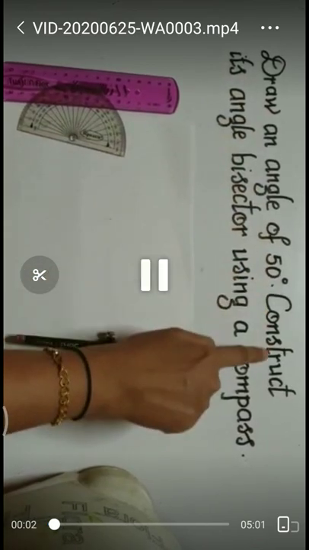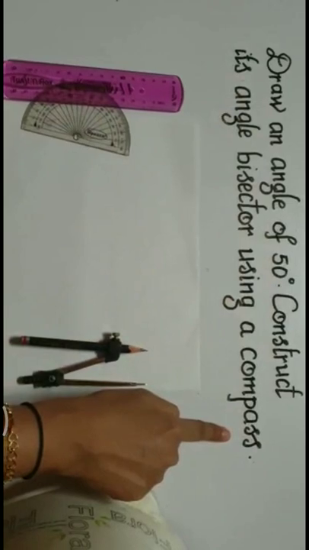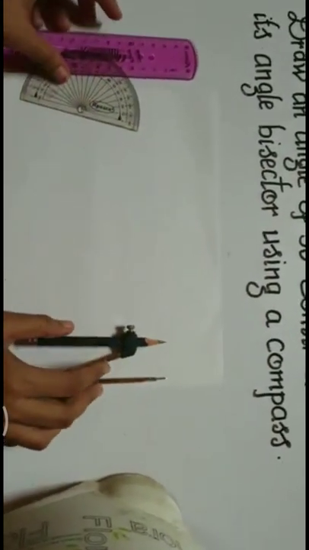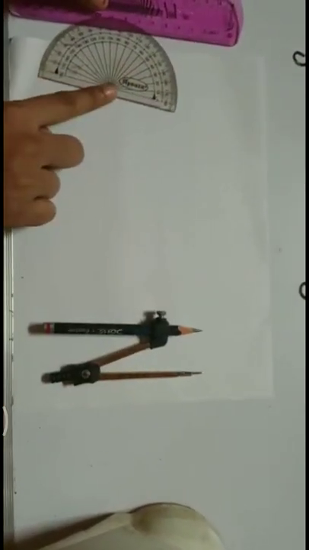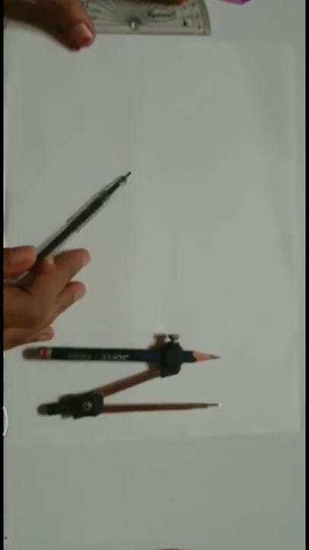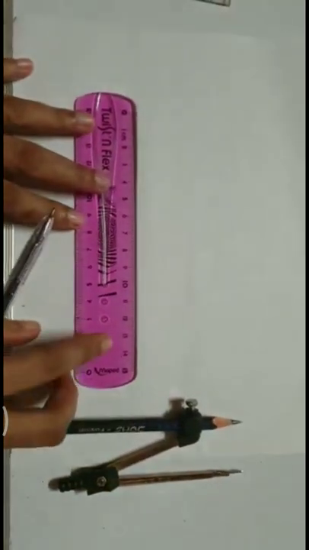Draw an angle of 50 degrees. Construct its angle bisector using a compass. So let's begin. For this, you need a ruler, a protractor, and a compass. Use a pencil and begin by drawing a ray.